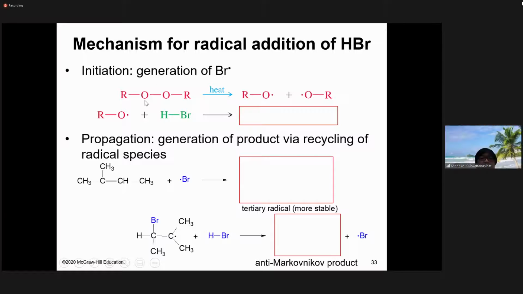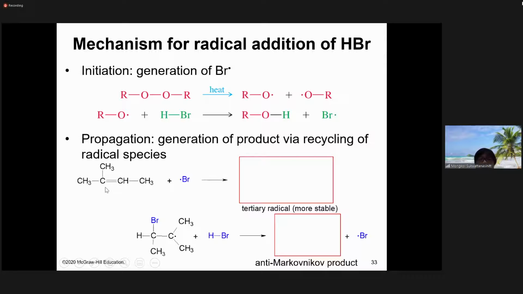Okay, that is similar to the oxygen-oxygen bond. This single bond is quite weak. You can either heat it or shine light on it, and you get the free radical here. The oxy radical will abstract the hydrogen from HBr to form the bromine radical. Okay, the bromine radical will add onto this alkene.